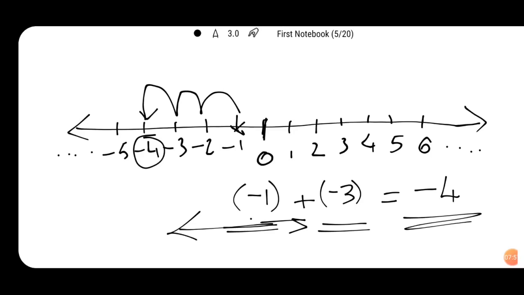This is how to add integers on a number line. If we are adding a positive integer to any number, we will move towards the right of that number. We will jump towards the right. If you are adding a negative number to any integer, we will move towards the left of that number. That is the rule while adding on a number line.